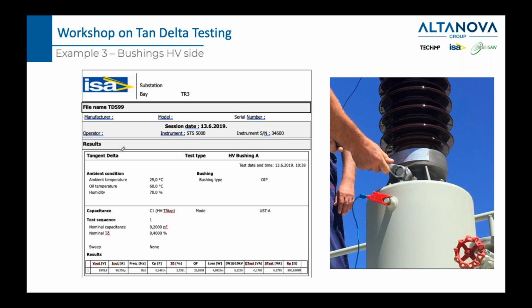Now, in this particular case, what we did, we measured a bushing on a power transformer. It was a 110 kV power transformer. And when we did the first measurement, we saw that the value was quite big. But just a short, small digression for the ones who haven't heard before, the bushing tan delta is measured by using this tap. Usually you need to unscrew it and then connect.